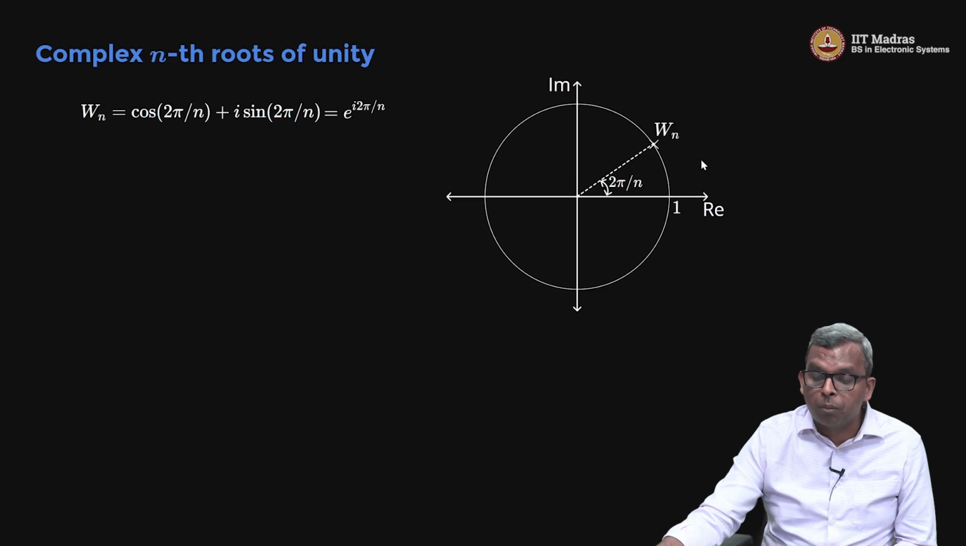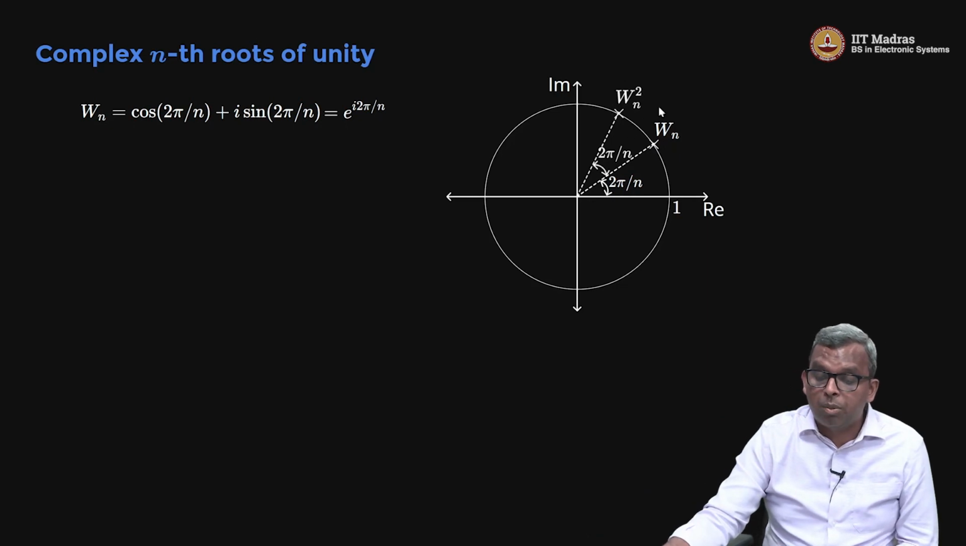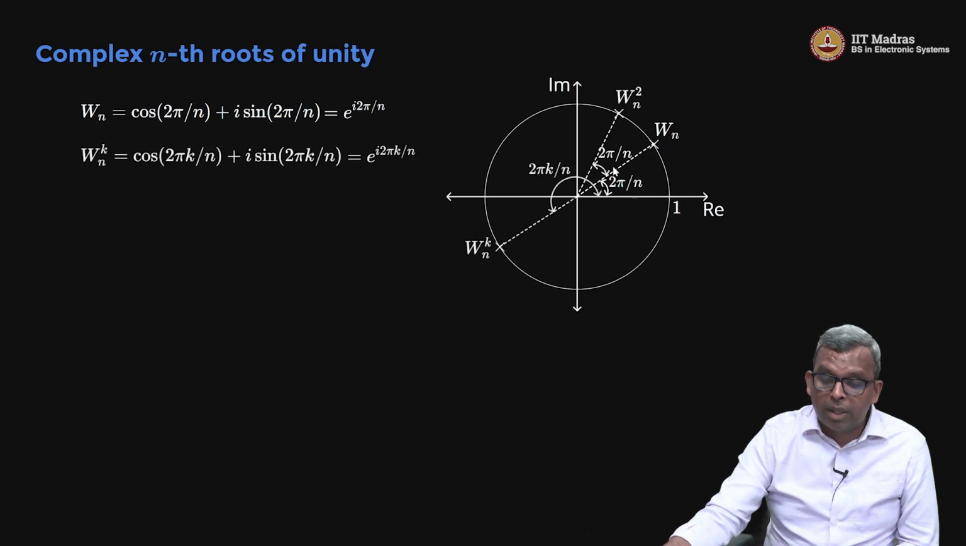Right, so that's Wn. What will be Wn squared? We just move by the same 2 pi by n counterclockwise, right? So Wn squared will be here, angle will be 4 pi by n, 2 pi by n plus 2 pi by n, and it will be on the unit circle. So likewise, you may keep on doing. You will get Wn power k, which is cos 2 pi k by n plus i sin 2 pi k by n, e power i 2 pi k by n, and angle is 2 pi k by n here. Okay, so this is Wn power k. So this is all just notation.